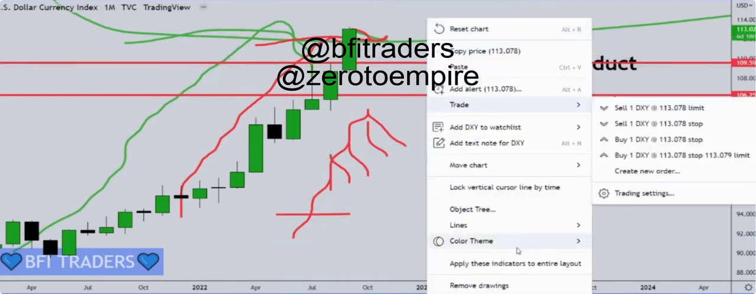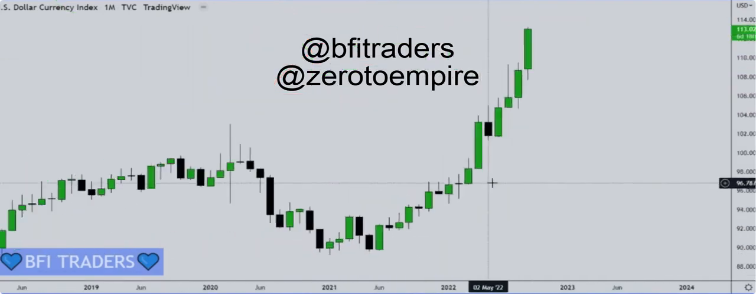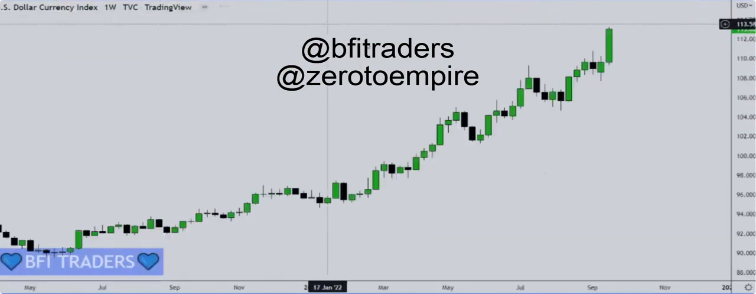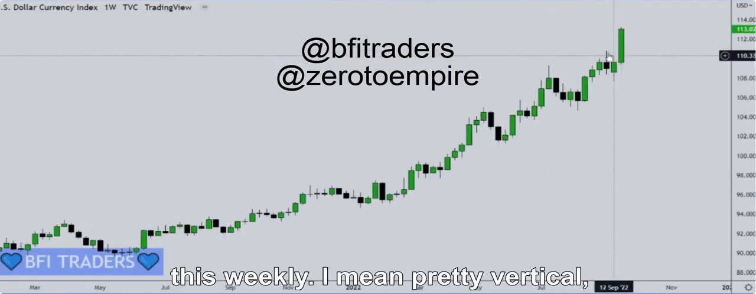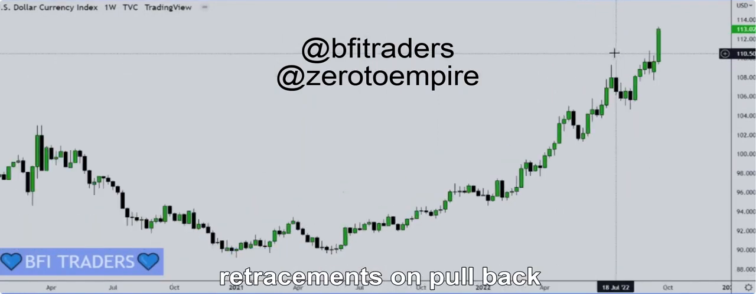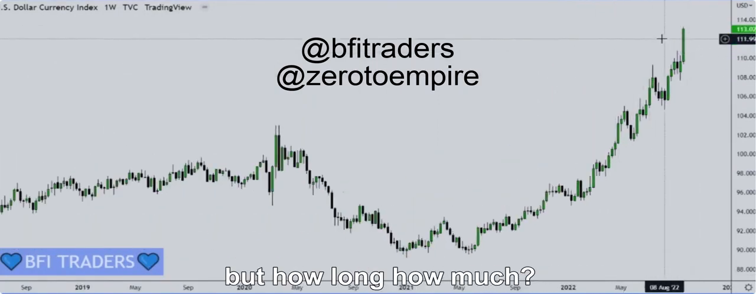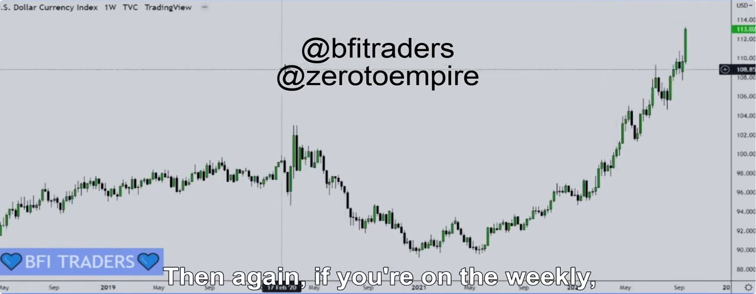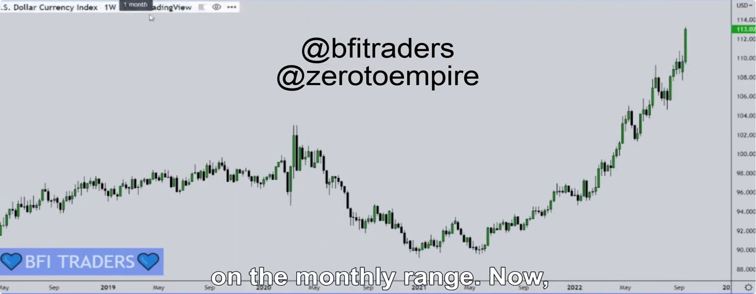Okay, but let's... I'm not really going to go into the weekly 4 hour. This weekly, I mean, pretty vertical. You're definitely going to get some retracement, some pullback, but how long, how much, who knows? Then again, if you're on the weekly, you'd have to be playing on the monthly range.